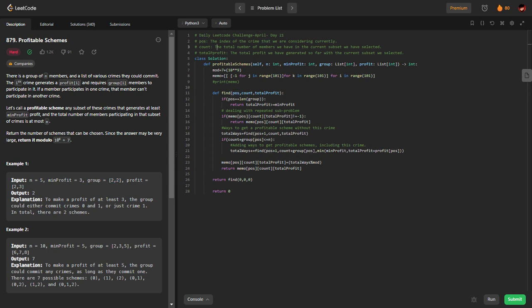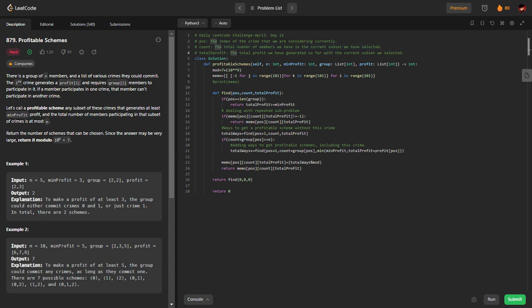Okay, count is the total number of members we have in the current subset we have selected. Suppose we are considering our subset. How many members have we selected as of now? That is the count. Whenever you talk of count, it means the number of members. It is related to n. This count should be less than or equal to n. Just remember it is this way.